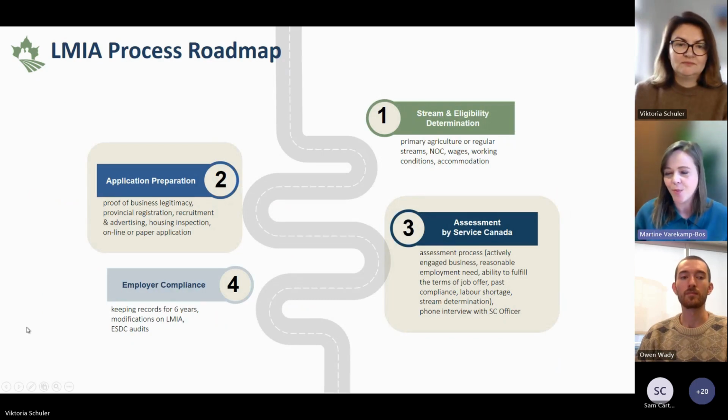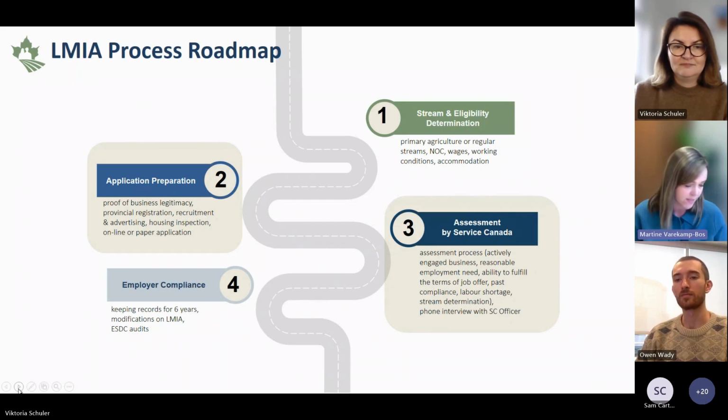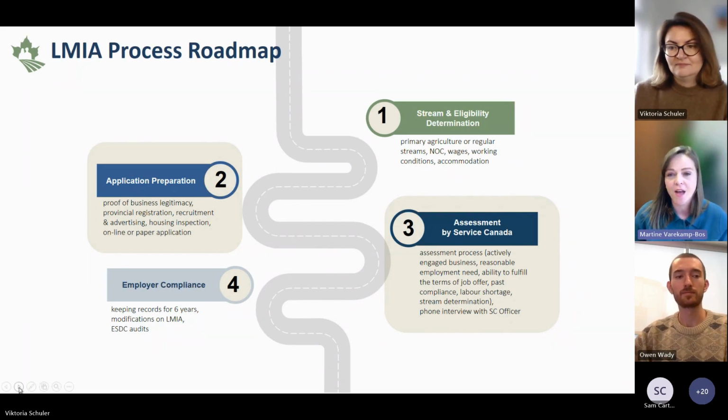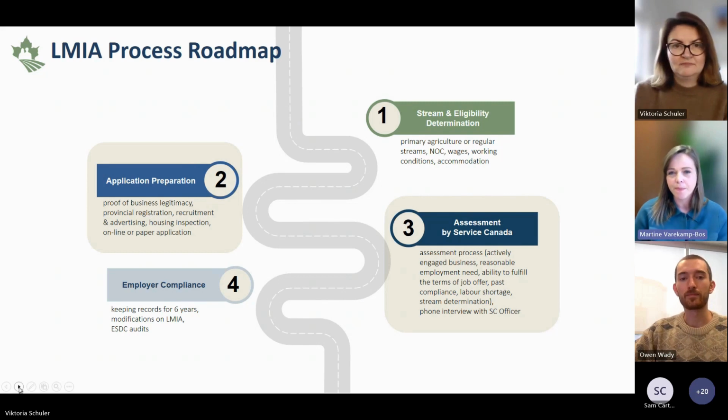I understand you had a presentation last week, so I hope this is going to be a good addition to what we're going to talk about. We're going to talk about preparing your LMIA application with a focus on the ag stream application. I know last week you talked about the different streams, and I will touch on that a little bit, but the focus will be on the ag stream, which I expect will be of interest to the majority of participants today.